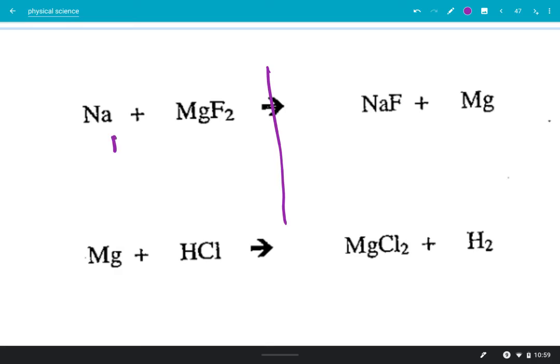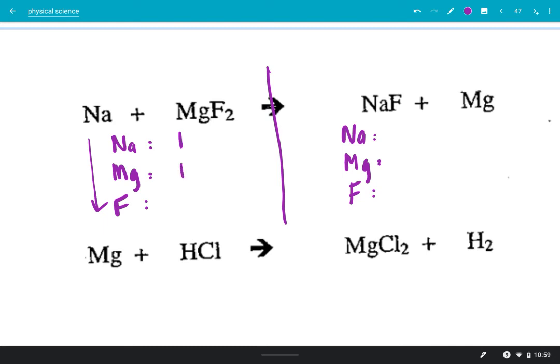Alright, so here we are going to have to create the counts ourselves. I'm going to say always, whatever list you put them in here, put them in the exact same list here, even though they're in different order on the other side. So I've got Na, one of those, Mg, one of those, F2, 2. Na1, Mg1, F1. So it looks like our fluorines are what does not obey the law of conservation of mass.